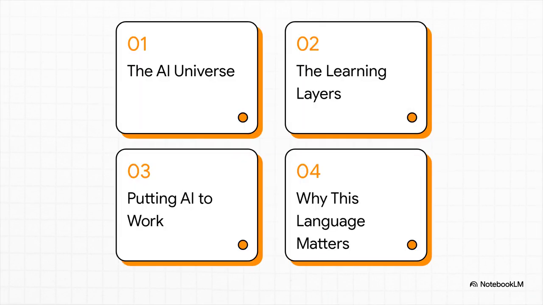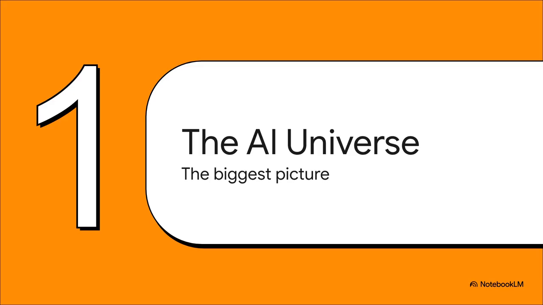So here's our game plan. We'll start with the big picture, the AI universe. Then we'll dive into the learning layers inside it. After that, we'll see it all in action with a real-world example. And finally, we'll talk about why getting this language right really matters. Let's do it. All right, first up, the AI universe.